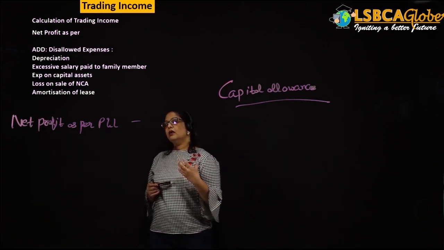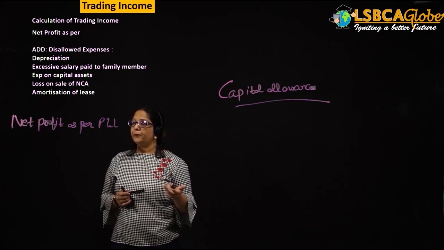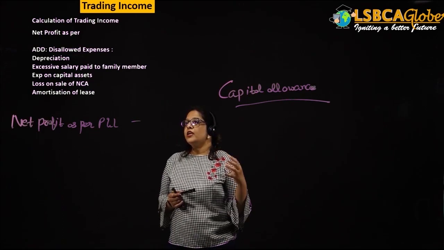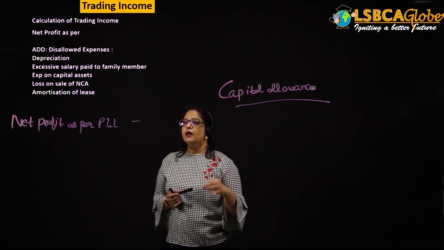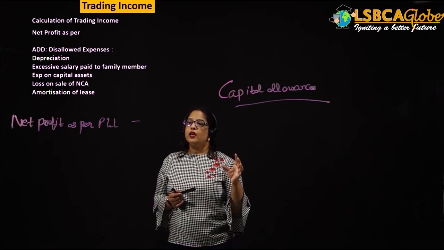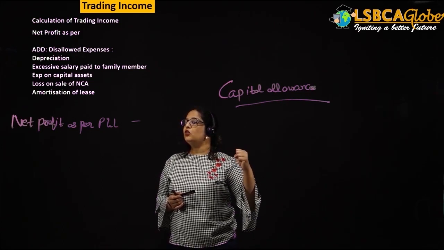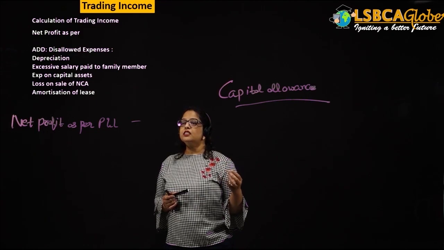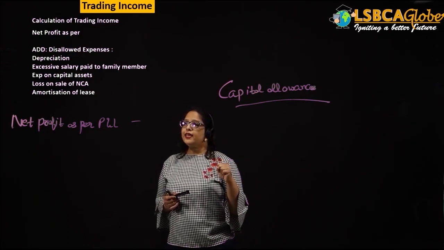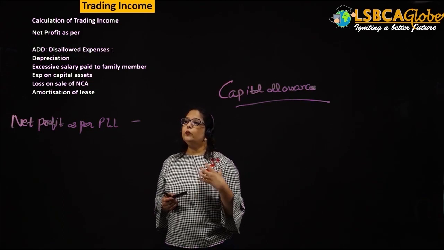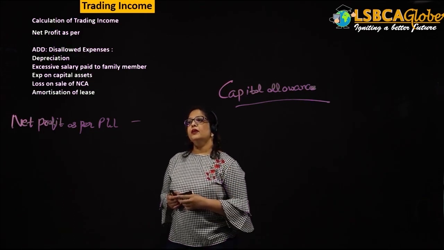For example, a husband and wife are running a company. The husband has appointed his wife as a sales director. The husband is paying the wife 18,000, but the normal salary payable to a sales director is 12,000. It means the excessive 6,000 is to be added back.